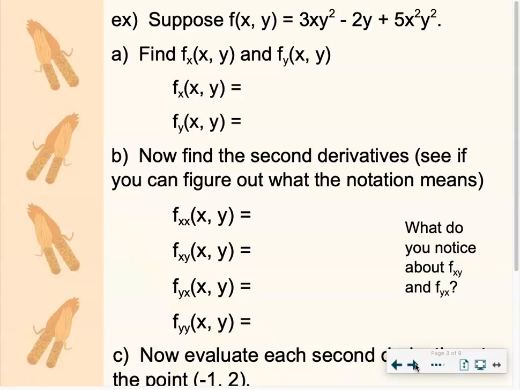So, suppose f of x y is 3xy squared minus 2y plus x squared y squared. Take a minute and find the first two partials. Find f sub x and f sub y.